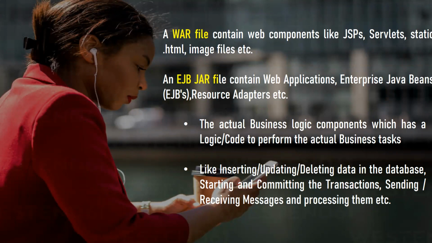And an EJB jar file is a combination of all the Java enterprise and the advanced components. Okay, for example, you have web applications, you can combine web applications, EJBs and resource adapters. So EJBs are the actual business logic where we define our code. Like inserting, updating, deleting data in the database, starting and committing transactions, sending, receiving messages and processing them, okay? All this kind of business logic has to be built in the EJBs. So all these EJBs can be part of your EJB jar file.